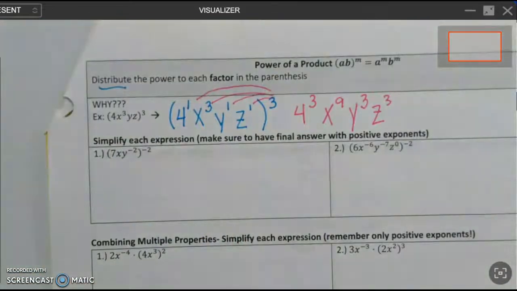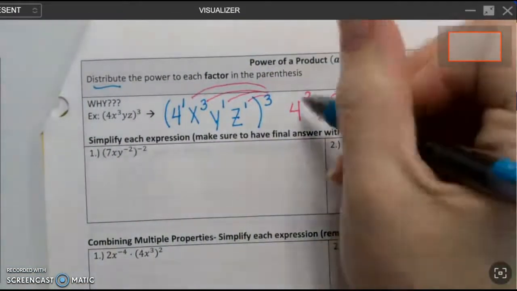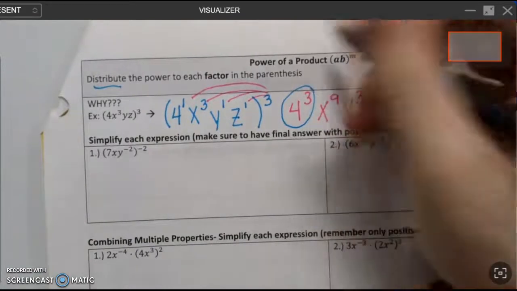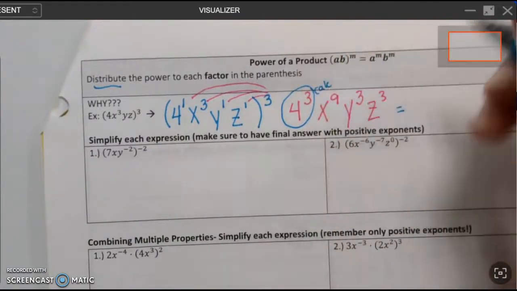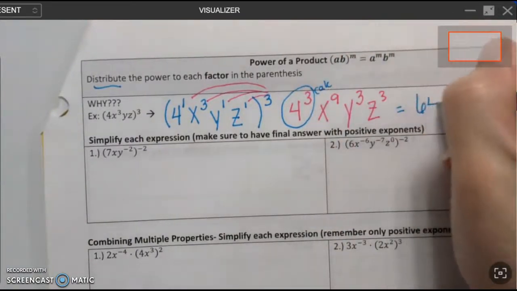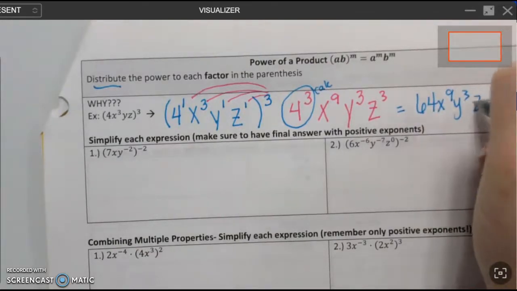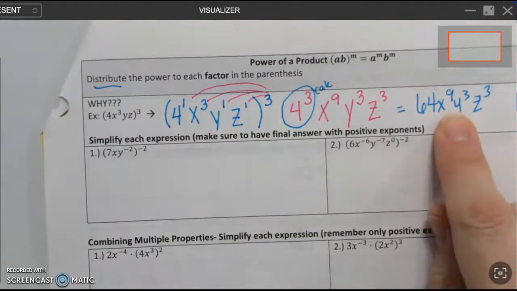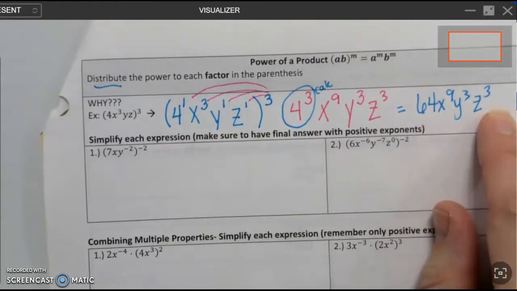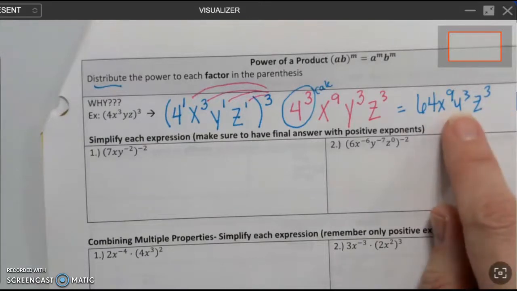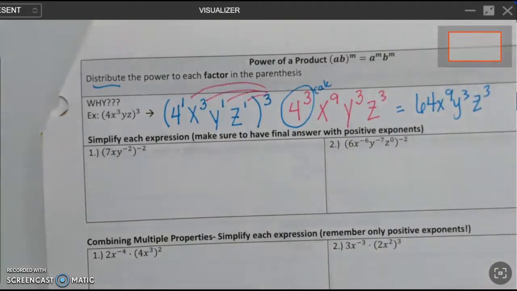So final answer here, I'm going to change this 4 to the third power, I did that in my calculator, change that to 64. X to the 9th, Y to the 3rd, Z to the 3rd. How come I didn't put these together and add the exponents? Because the bases are not the same number. Okay, so those are not the same, so I'm going to go ahead and leave them separate.